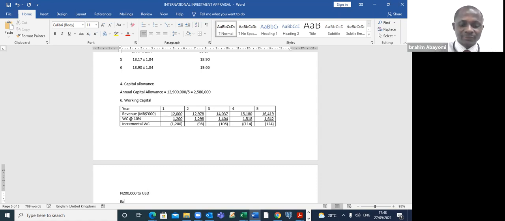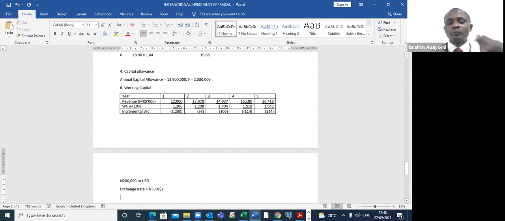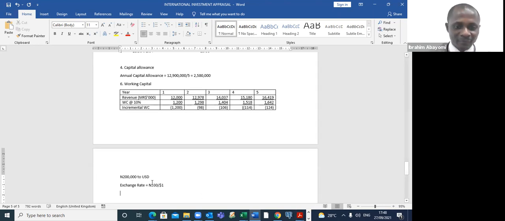And the exchange rate is given as, what's the dollar rate now? Let us assume it is 530 naira for $1 US. Now look at the exchange rate. It's stated in naira, right? And what do I want to convert? I want to convert naira.